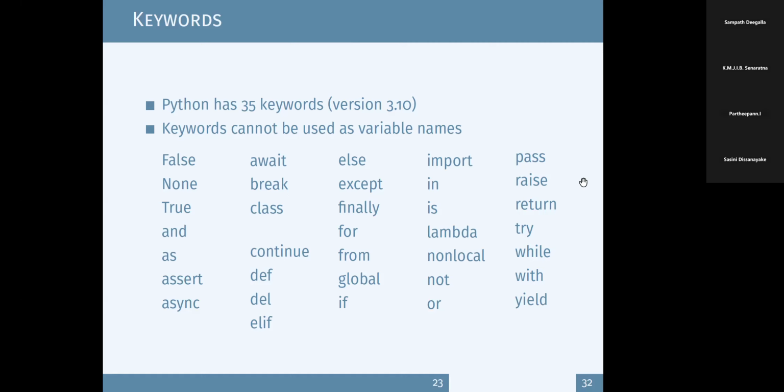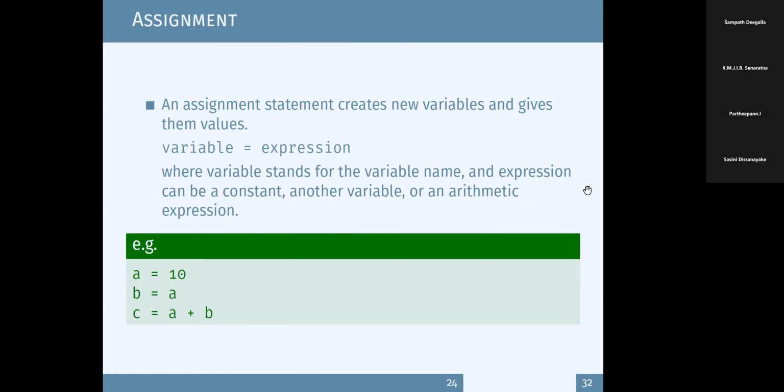Okay, let's move to the next one then. This is what I want to discuss about the assignment. Basically, the assignment statement will create a new variable and then you provide the value. Ideally, you will have two parts: you have a variable and the equal sign, and then you will have an expression. In the expression, you can have numbers, meaning constants. You can have another variable, or even you can have expressions. Okay, so let's look at this.